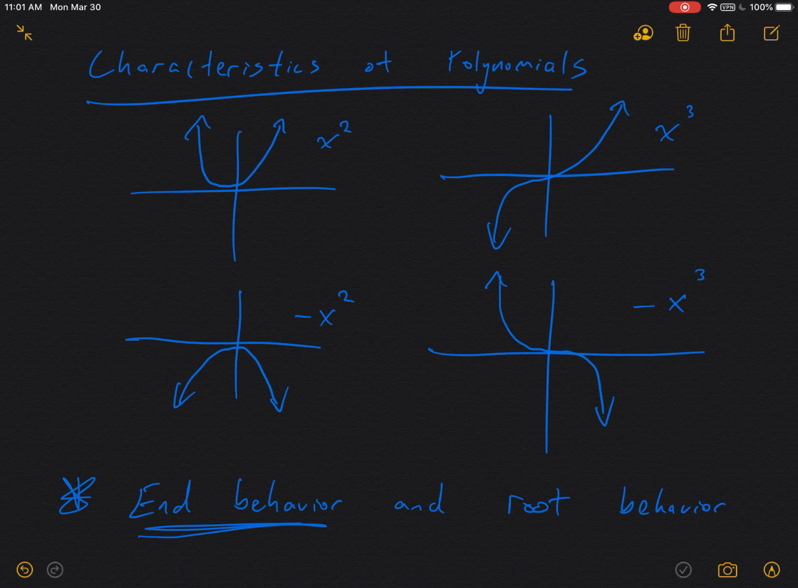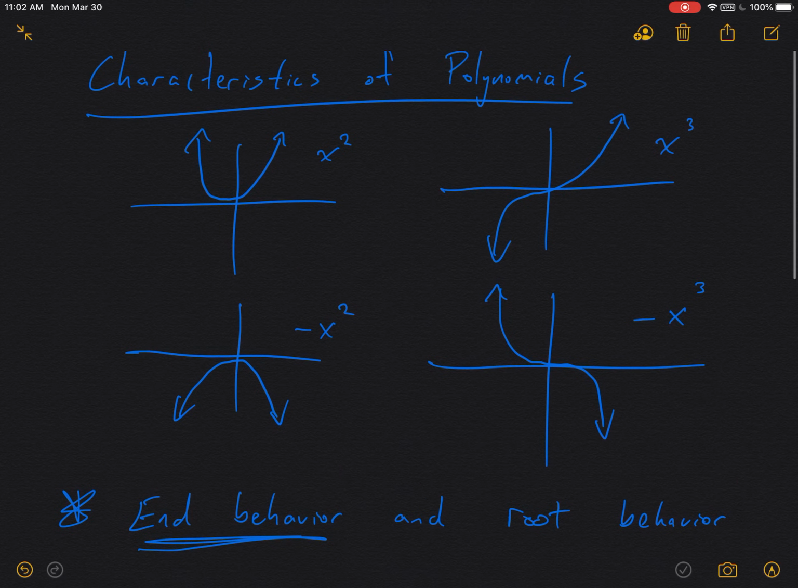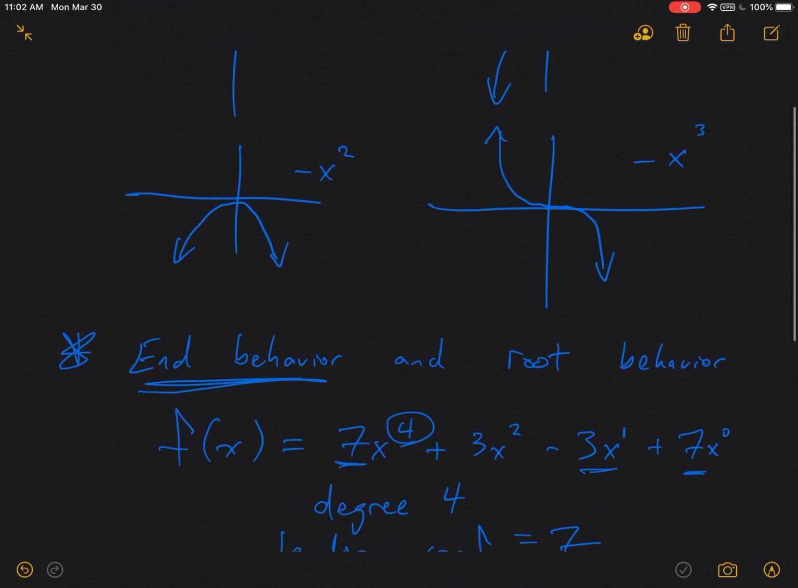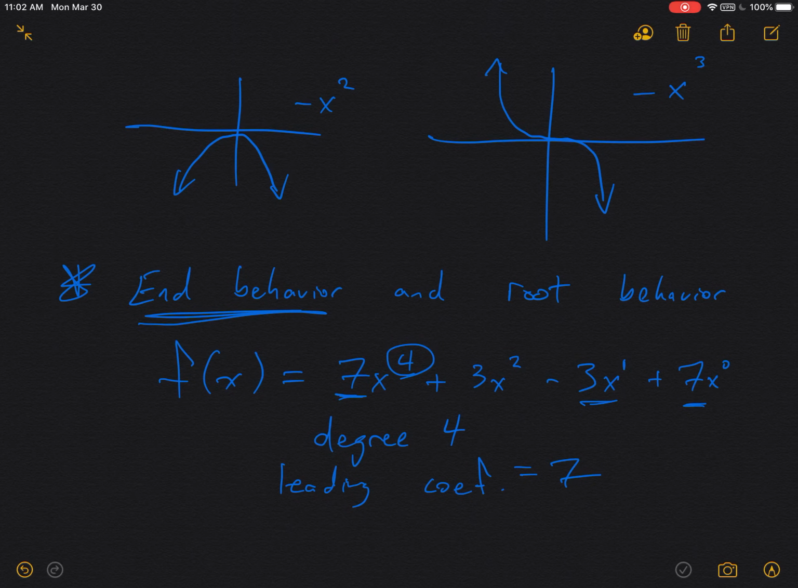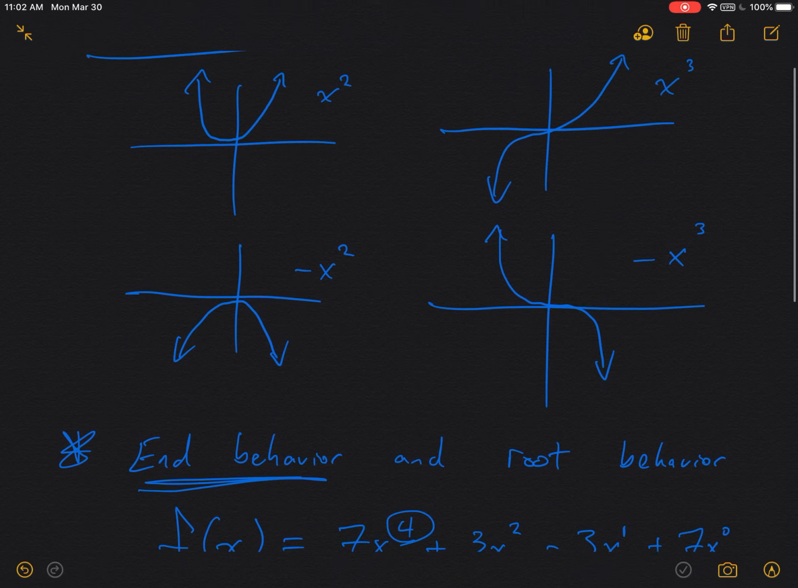So notice that on the left side here, I have a positive and negative leading coefficient with even degree, and then on the right side, I have a positive and negative leading coefficient with odd degree. And it turns out that the end behavior for these pictures is going to be the same as the end behavior for any general polynomial, with the same evenness or oddness of degree and same sign for the leading coefficient. So in this particular case, what we have is an even degree and a positive leading coefficient.